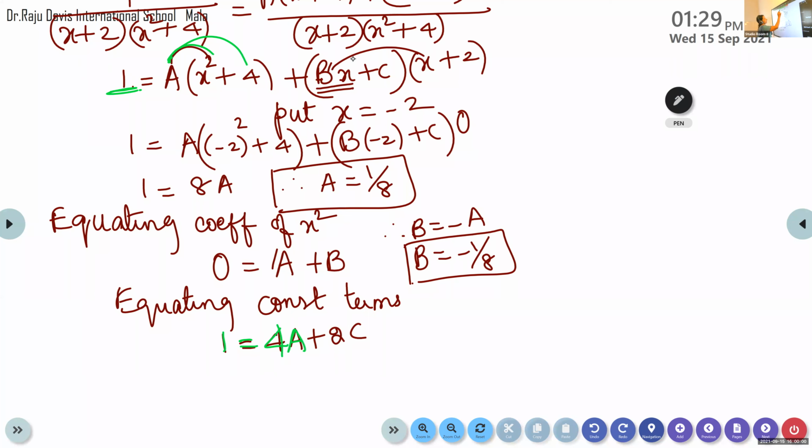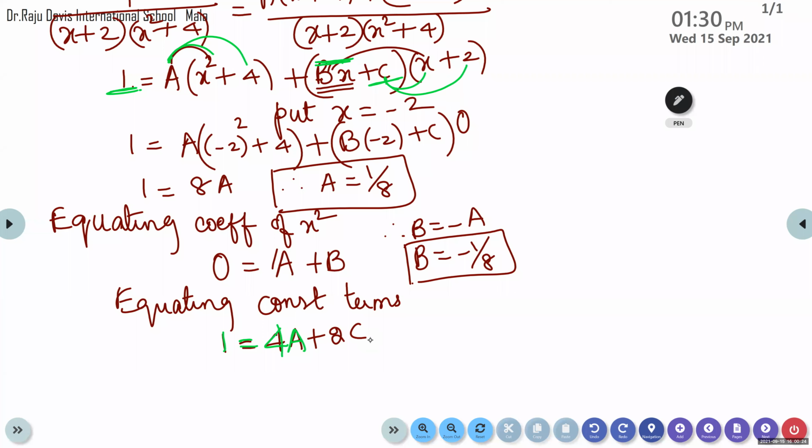Plus, if you take bx, already x is there, so if you multiply with any other term, surely we will not get a constant. Now you take the constant c. c into x gives cx, which is not constant. With the c, if you multiply 2, you get 2c, which is the constant. So we write 1 is equal to 4a plus 2c. Is it okay, Nandana? Yes, ma'am.